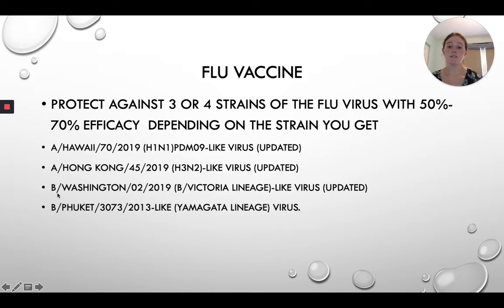The next one is a flu B. They found it in Washington, the state. It's strain number 2, and it's from 2019.